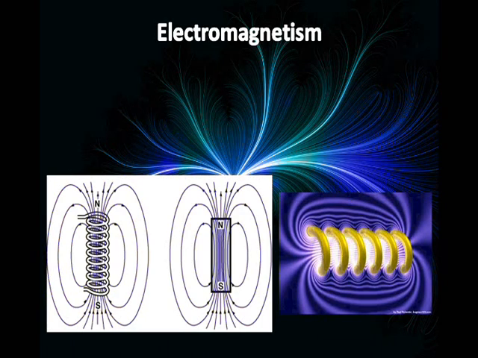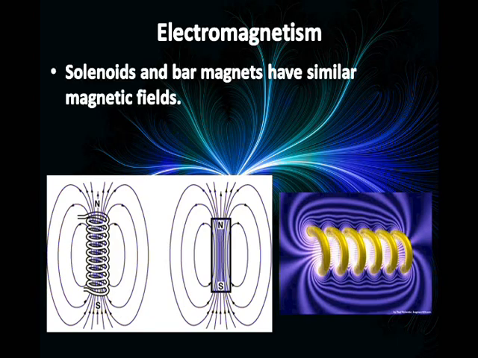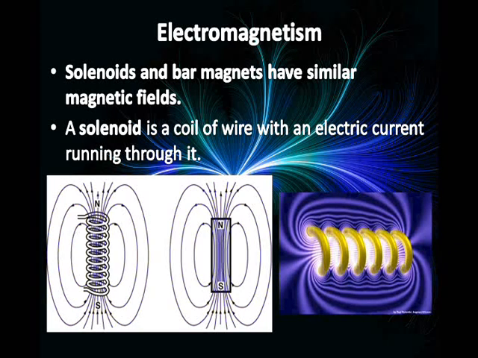Now we're going to talk about a few things that actually use electromagnetism, and solenoids are one of those items. Now, bar magnets and solenoids have similar magnetic fields. A solenoid is a coil of wire that has electric current running through it, and it basically creates a magnetic field in the middle of the coils.